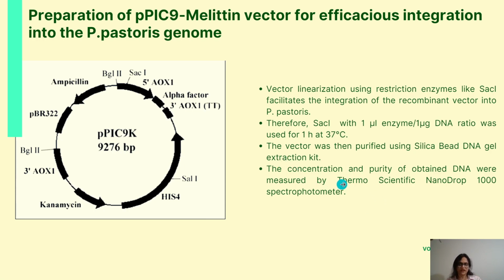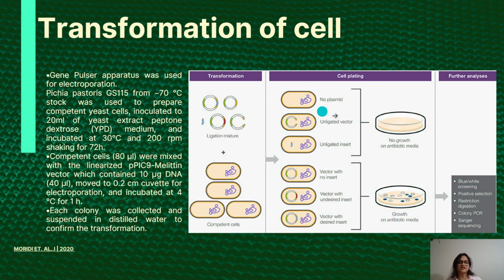The vector was then purified using a silica bead DNA gel extraction kit. The concentration and purity of the obtained DNA were measured by the Thermo Scientific NanoDrop 1000 spectrophotometer. Then the transformation of the cells happened using the Gene Pulser apparatus for electroporation.